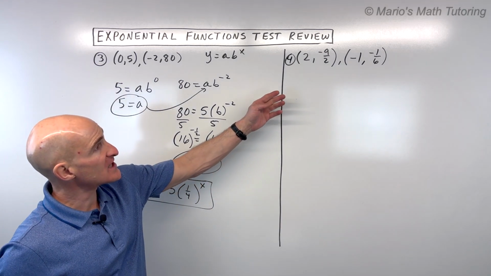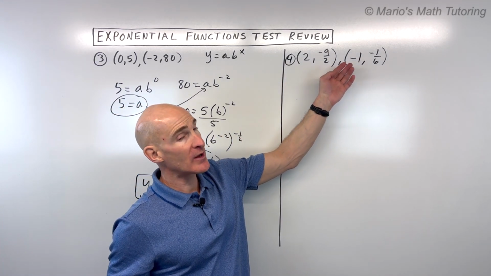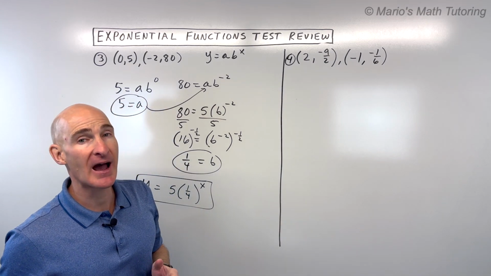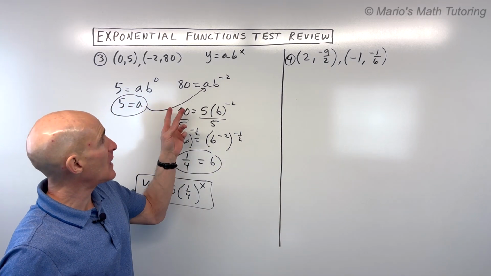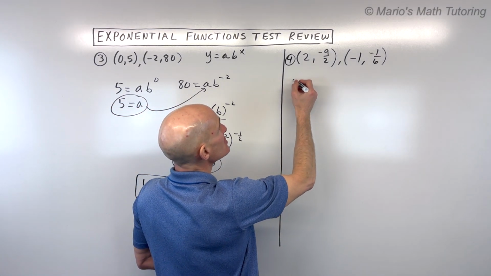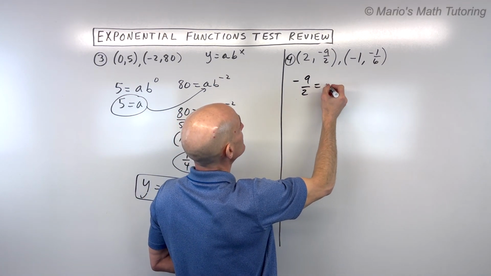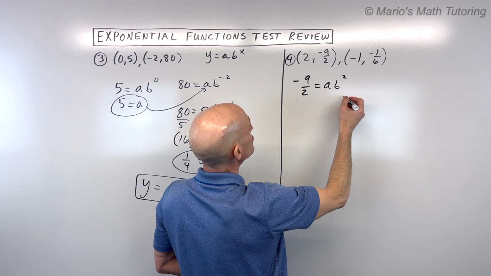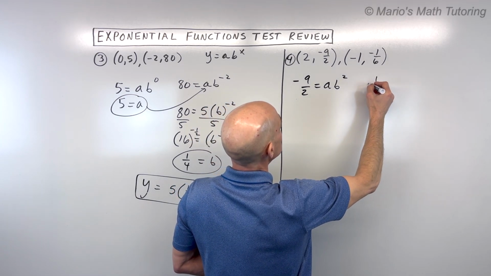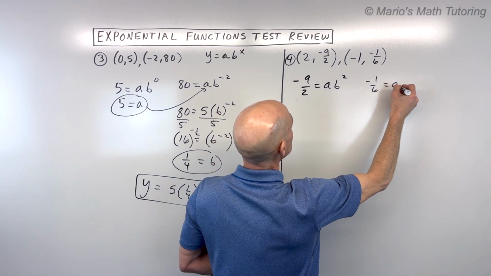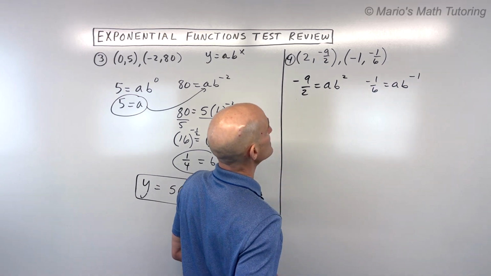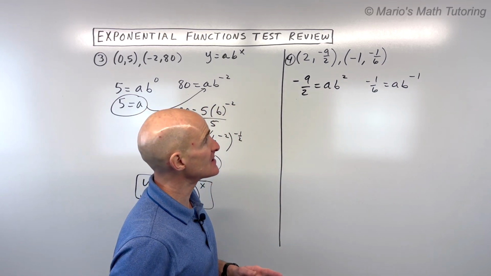For number 4, same idea, same instructions. We want to write this exponential function. How would you do that one? Well, again, we're going to have to write a system of equations. So let's start off by saying when y is -9/2, x is 2. And over here, when y is -1/6, x is negative 1. So we have to solve that system.